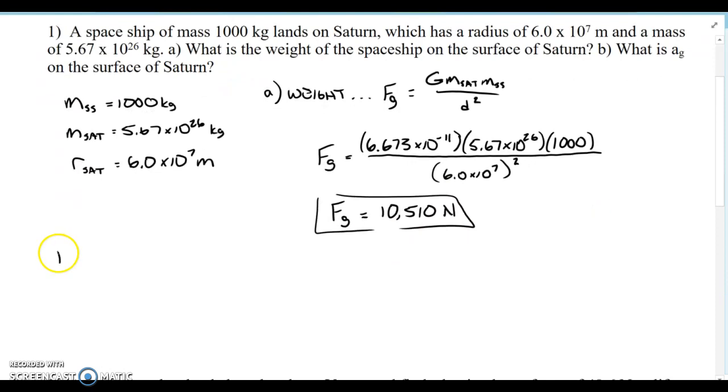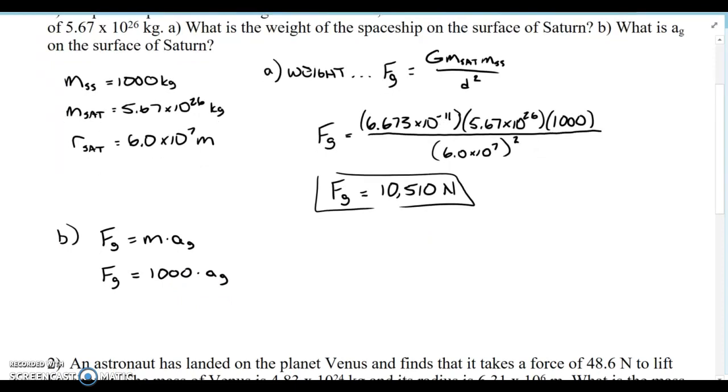For part B, they want Ag. And we have a separate equation for Ag, but remember Fg is just mass times Ag. And the mass would be the mass of the spaceship. So if we know the force of gravity, we could just divide. We know Fg is just mass times Ag. So the force of gravity on the spaceship would be the mass of the spaceship times the acceleration due to gravity. And we know the force of gravity of the spaceship. We just found it. So I can use that previous answer.